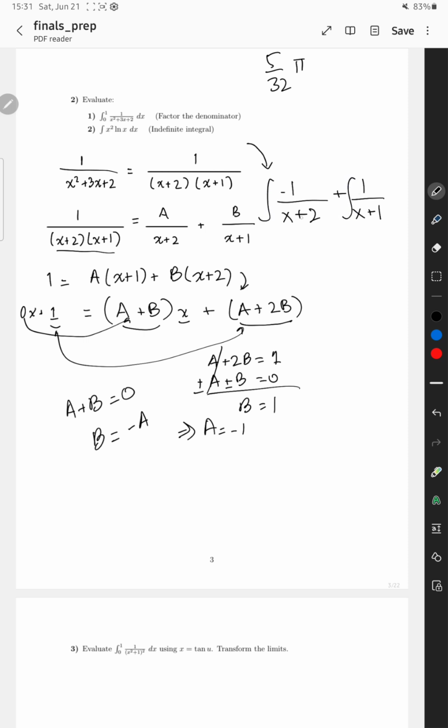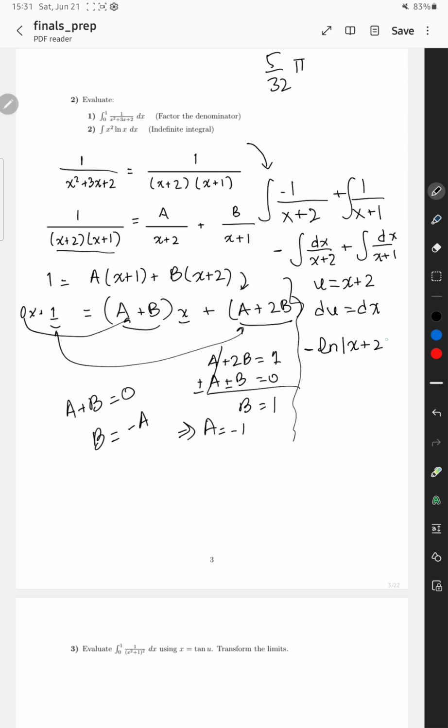Now the minus sign would come outside. The integral is simply of 1 over x plus 2, and here the integral is 1 over x plus 1. I'm skipping the dx just for notation, but you should always have dx over here. Now you need to make a simple substitution, but it wouldn't matter because it's a linear substitution, so it wouldn't do much. Now you can simply write this as minus natural log absolute value x plus 2 plus natural log absolute value x plus 1.